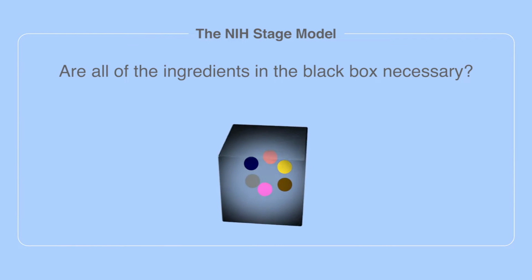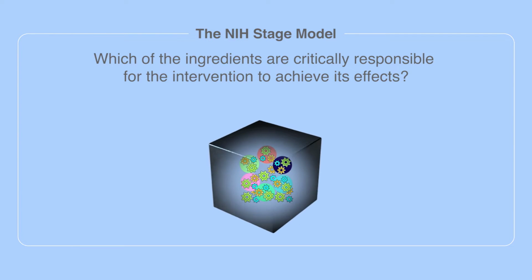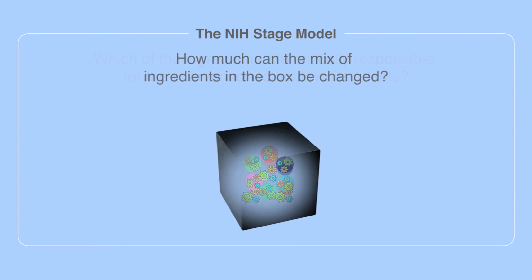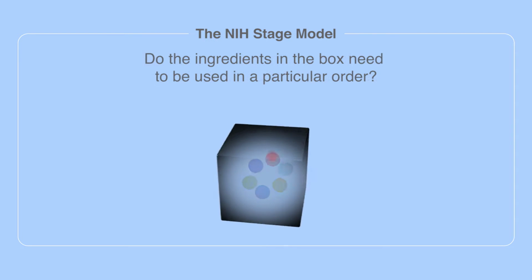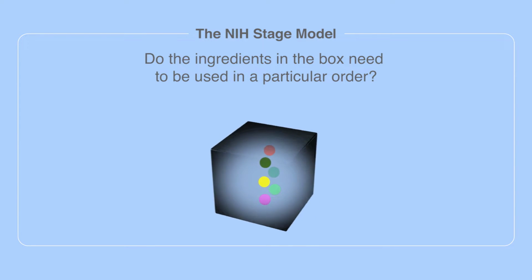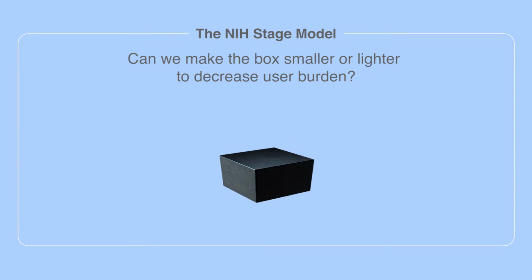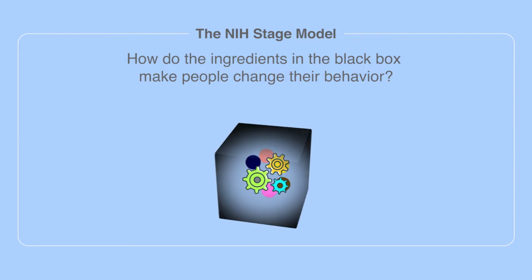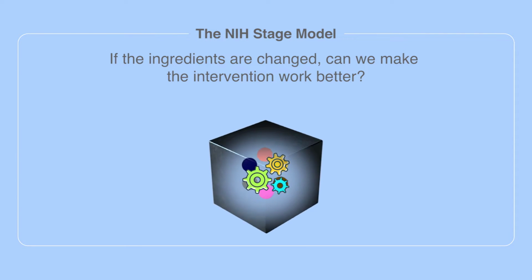Are all the ingredients in the black box necessary? Which of the ingredients are critically responsible for the intervention to achieve its effects? How much can the mix of ingredients in the box be changed? Do the ingredients in the box need to be used in a particular order? Can we make the box smaller or lighter to decrease user burden? How do the ingredients in the black box make people change their behavior? If the ingredients are changed, can we make the intervention work better?